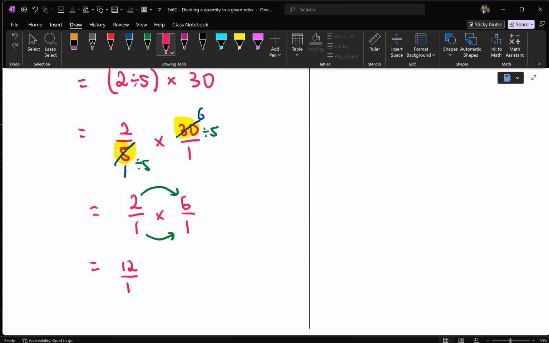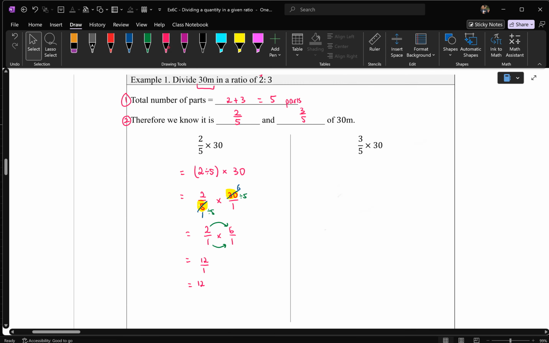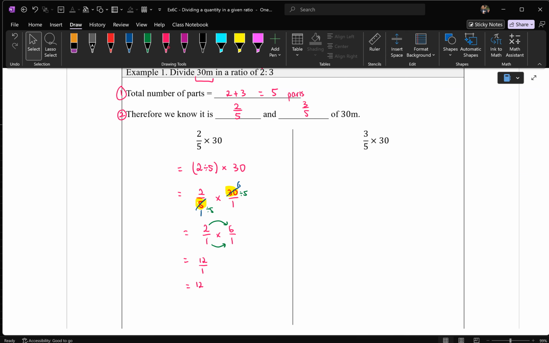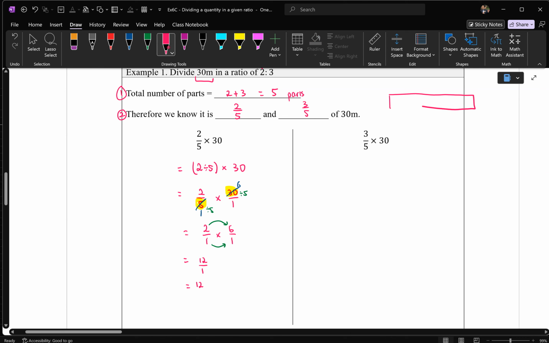Again, if you had a calculator, you would have got the answer from the very first step, but the answer is 12, because 12 over 1 is the same thing as 12. So now what I've done there is that the two parts, when we say divide 30 meters into a ratio of 2 to 3, what I now know is that if this whole block was 30 meters, right?